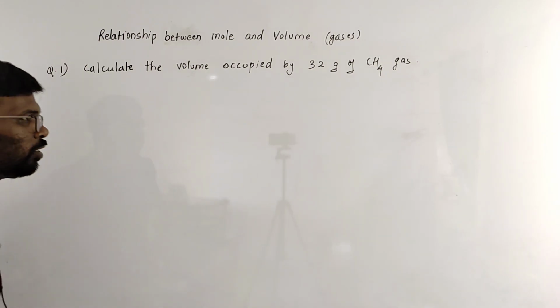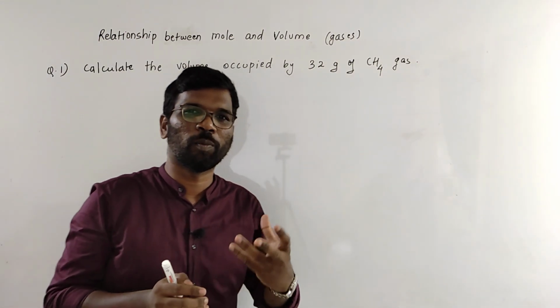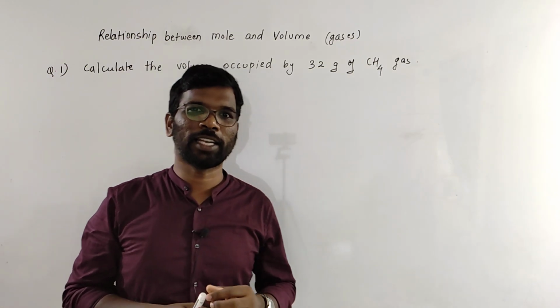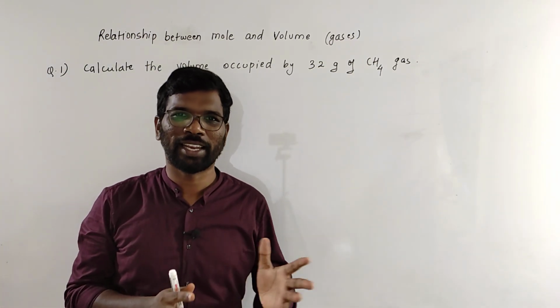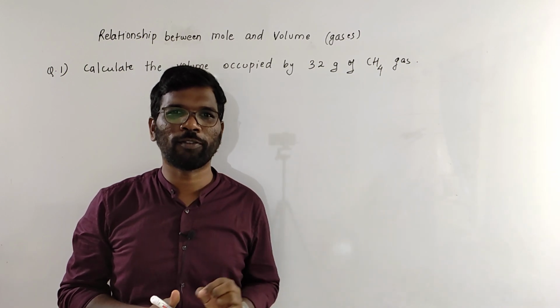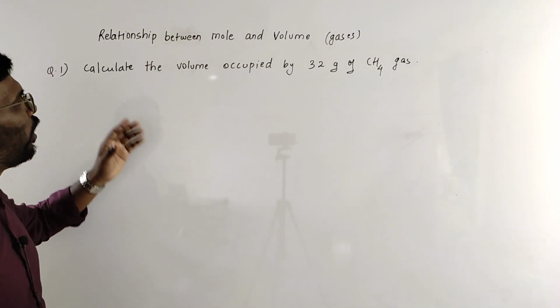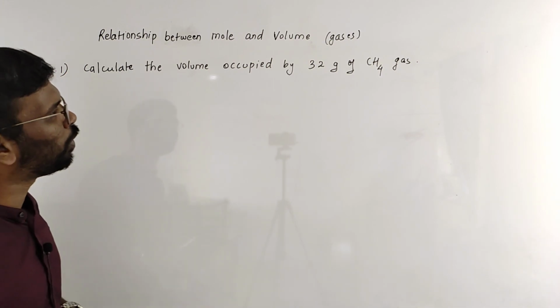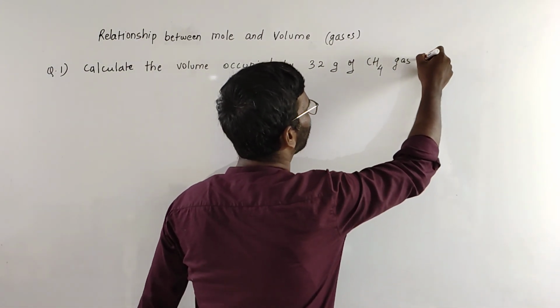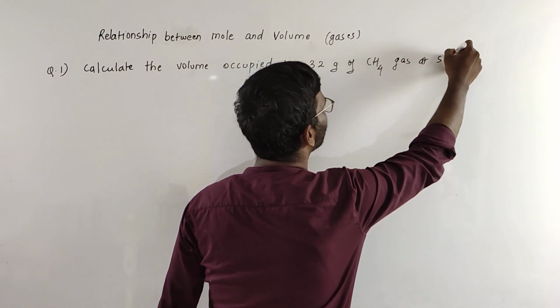Okay, here is the question. Since we know the relationship between the mole and the volume for gases, that 1 mole of any gas occupies 22.4 liter, let's solve this problem. Calculate the volume occupied by 32 gram of methane gas at STP, at standard conditions of temperature and pressure.